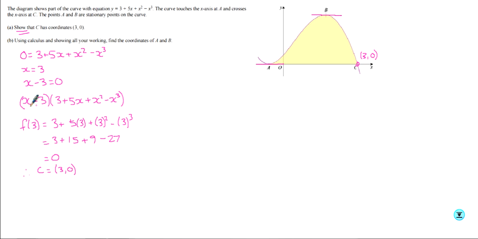You would have got exactly the same result if you did your algebraic long division, which I know some of you are very fond of. There you go, there's part A done.